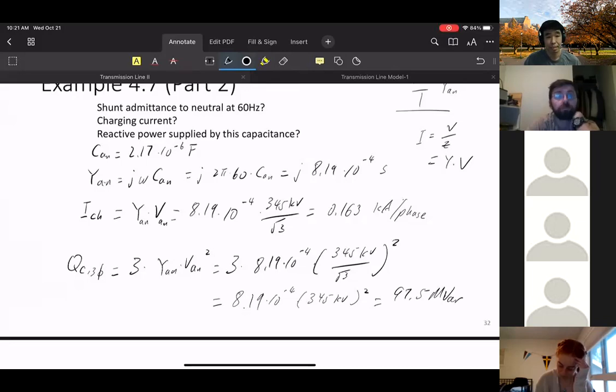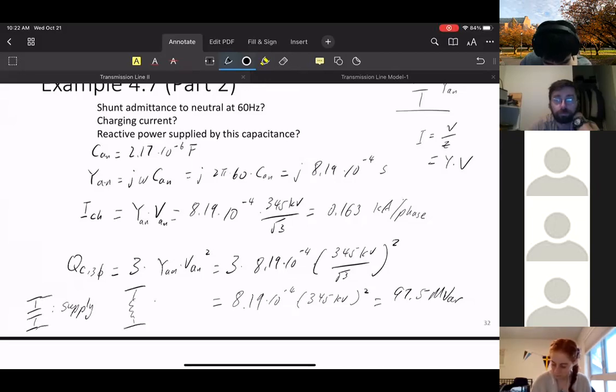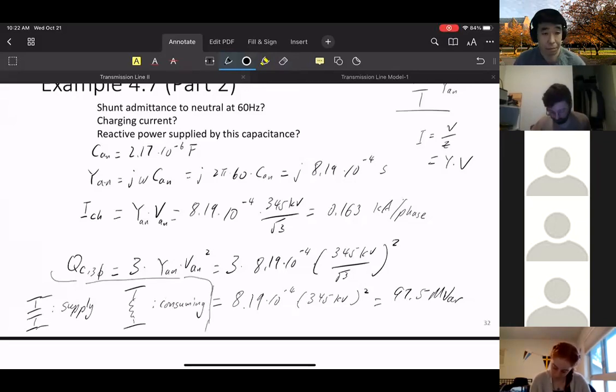So is the capacitor supplying or consuming this power? Is it going into the system or coming out of the system? Supplying, right? A shunt capacitor supplies reactive power because this Y is a positive number. As a reminder, an inductor will be consuming reactive power. So an inductor consumes reactive power, and a capacitor supplies reactive power.